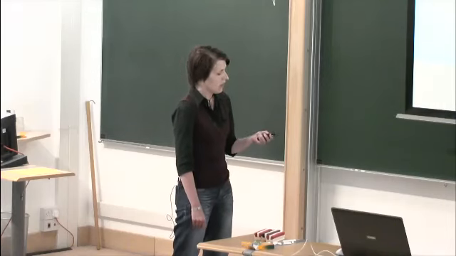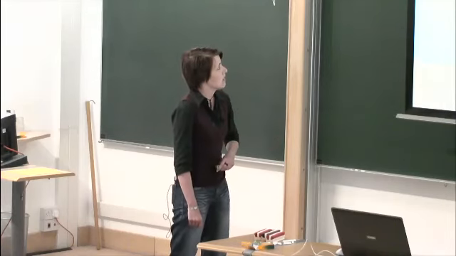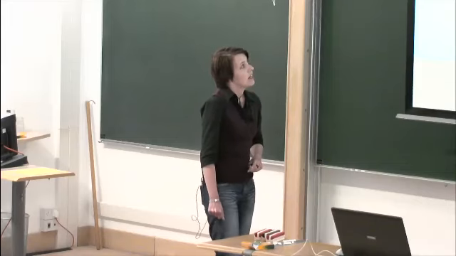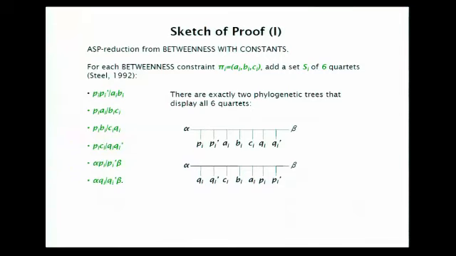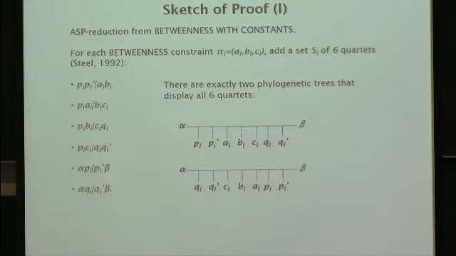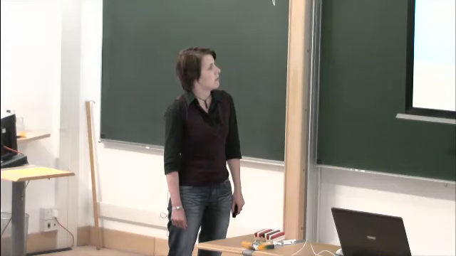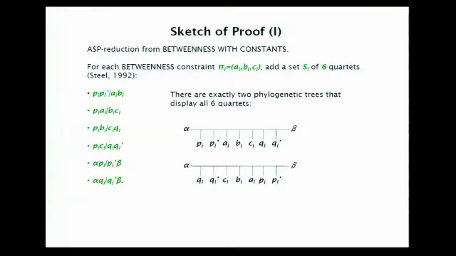These 6 quartets can actually be displayed by exactly 2 phylogenetic trees. So here are the 2 trees, and each of them is a caterpillar. You have alpha and beta on either end. Then you have your A_i, B_i, and C_i in the middle. And then left and right, you have some additional variables, Q's and P's. So you have 2 Q's and 2 P's. And the P's are always close to the A, and the Q's are always close to the C.